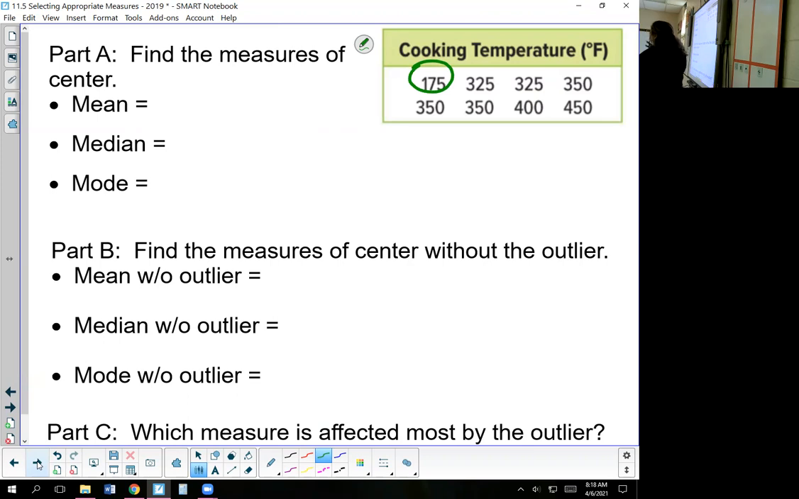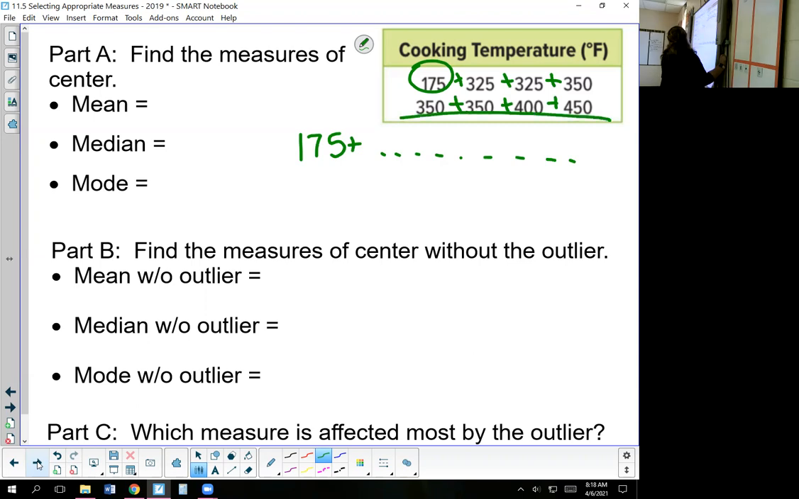The only one that's going to be really affected is the mean, right? Because mean changes the answer. It's going to change it because I do have an outlier. So here's what we're going to do, okay? I already have these numbers in order. So if I was to add these up with it in there, I would do 175 plus and so on, add these all up, and I would divide by what? How many numbers are there? 1, 2, 3, 4, 5, 6, 7, 8, right?